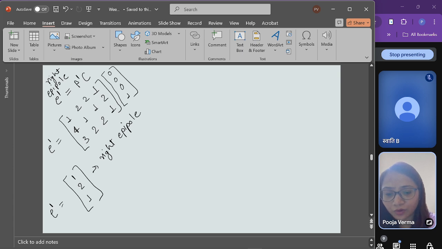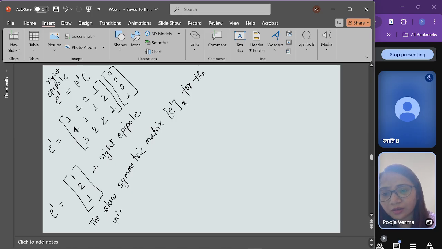So the right epipole that you have got is 1, 2, 1. Now we need to find the skew symmetric matrix, that is E dash cross, for the right epipole. We are calculating it here. So E dash cross, what is this?